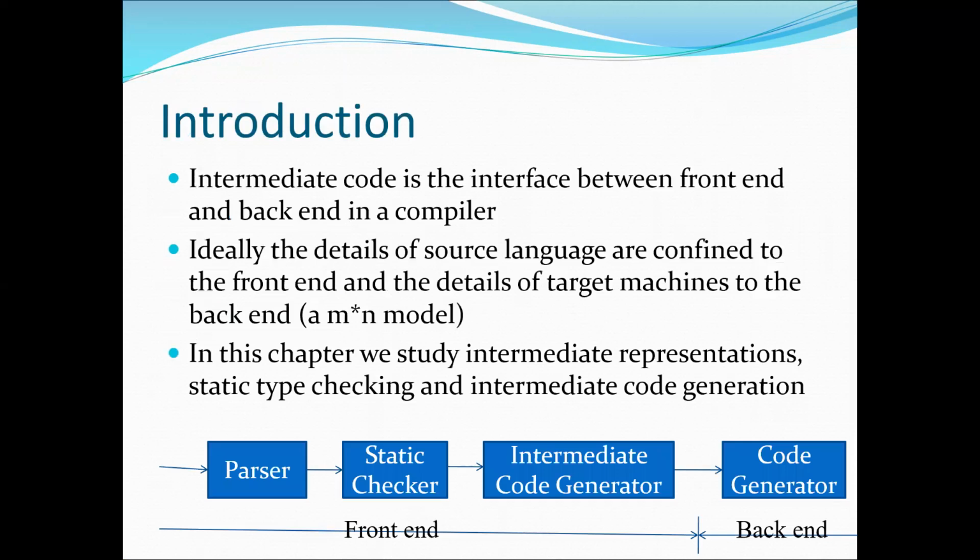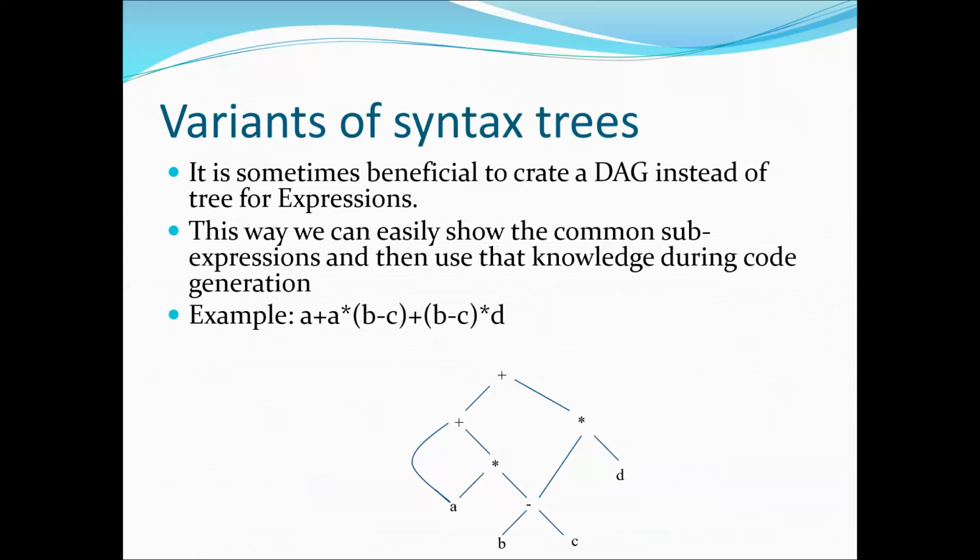I already explained that the intermediate code is the interface between the front end and the back end of the compiler. From the parser, we have a static checker to check the code. From that, we have an intermediate code generator. This intermediate code generator generates the three address code, or whatever intermediate form it may be, as an input for the code generator, which is given to the back end. In this video, we are going to see how the syntax tree is converted to three address code.